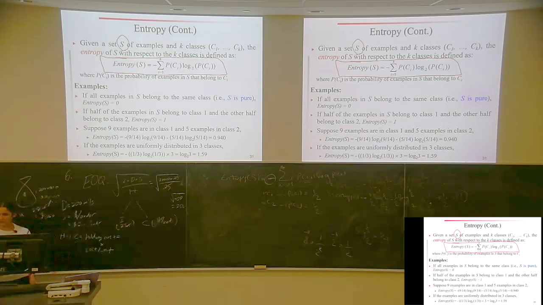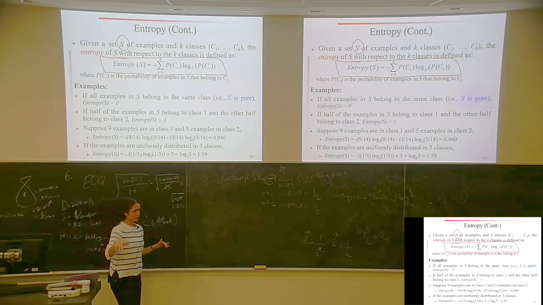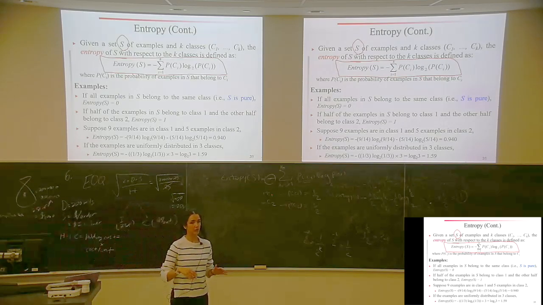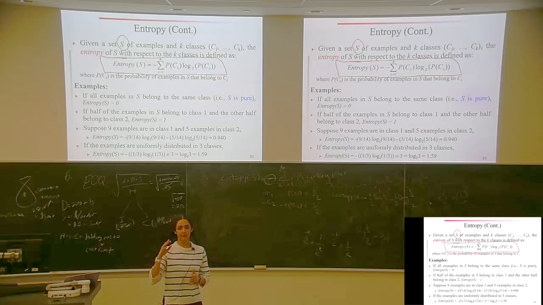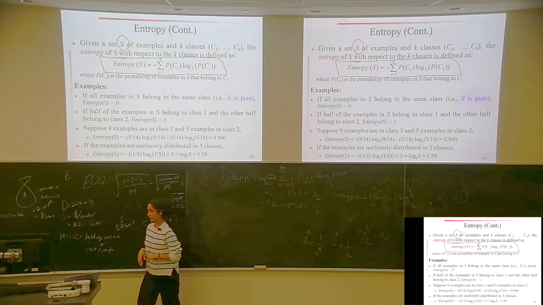And in the same way you calculate this here, if all examples are uniformly distributed in 3 classes, then we have, for example, minus 1 over 3 log of 1 over 3, again minus 1 over 3 log of 1 over 3, and so on. That's why we just multiply by 3 here.